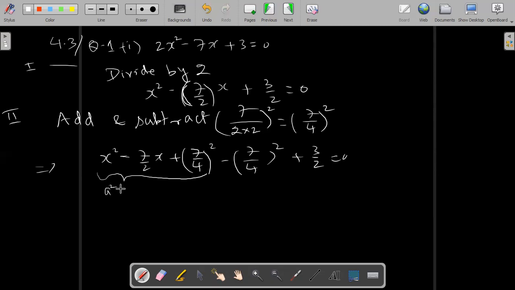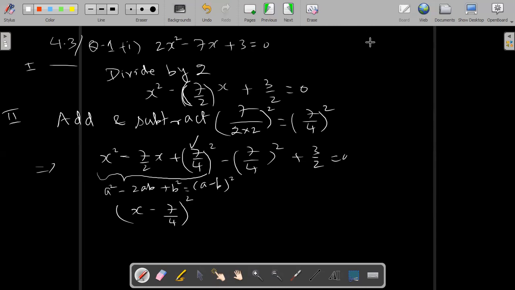This will always become a square, either a square minus 2ab or plus 2ab plus b square. So b is what? 7 by 4. It will become (a minus b) whole square. So it will become a perfect square. That's why it is called completing the square. So this will always become x minus 7 by 4. Whatever square you are getting here, you can always write x minus 7 by 4 whole square.